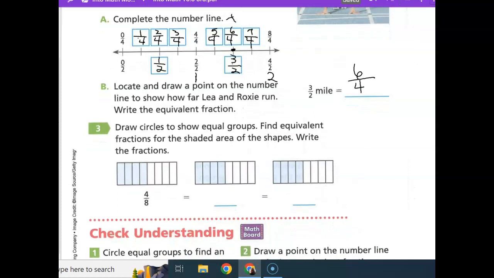Draw 2 circles to show equal groups. Find equivalent fractions for the shaded areas. Okay, so on this one they have 4/8. We can also divide this into 2 parts. So we would have 2 on the bottom, and this would be 1 circle, so we'd have 1/2. We could do this one in groupings of 2, so that we had 1, 2, 3, 4 parts, and of those 4 parts, 2 are shaded.